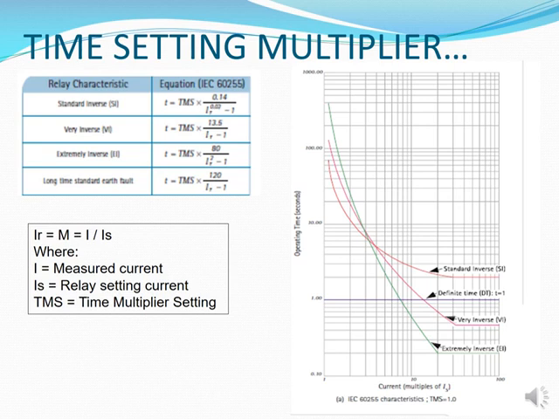Then our long time standard earth fault, which was our definite time, would be equal to TMS times 120 over IR minus 1. Again, remember our IR is I over IS, where I was our measured current on our system and IS was our relay setting current. And our TMS that we are now talking about is our time multiplier setting, which determines the travel that the disk is going to have.